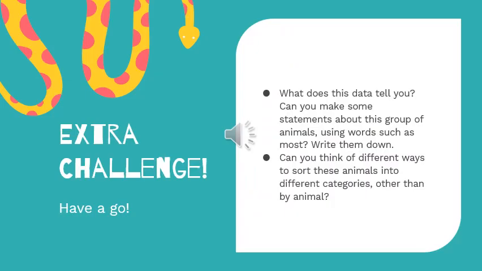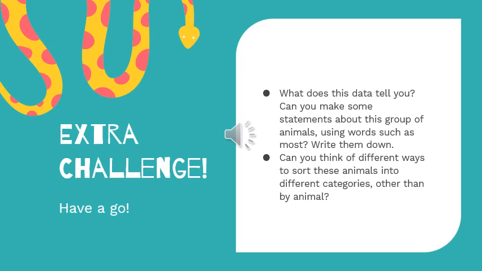For an extra challenge, if you'd like to have a go, I want you to think of these two questions, or 2 dot points. What does this data, and now that you've also made the graph, tell you? Can you make some statements about this group of animals in the data collection using words such as most? Write them down. See if you can make at least 3.